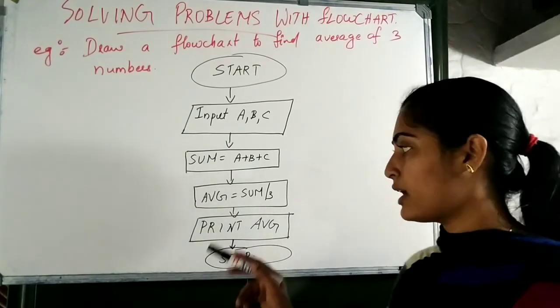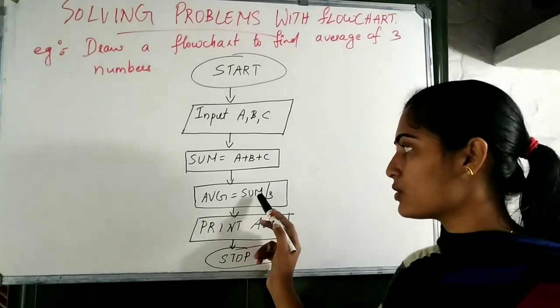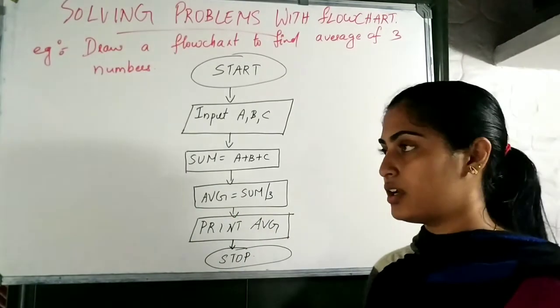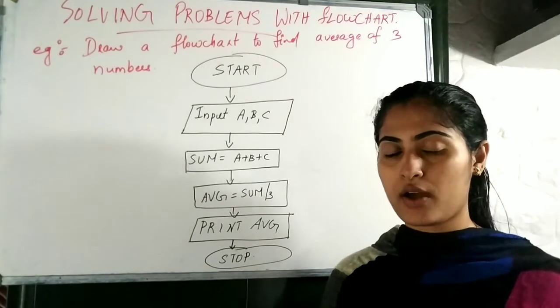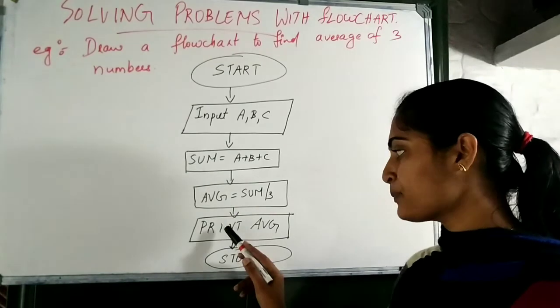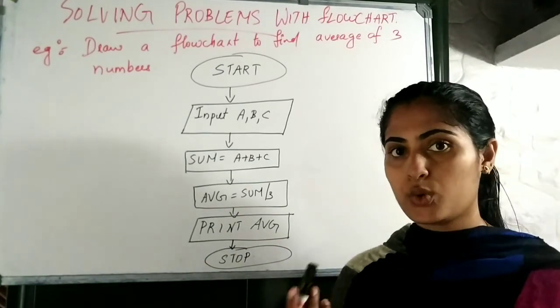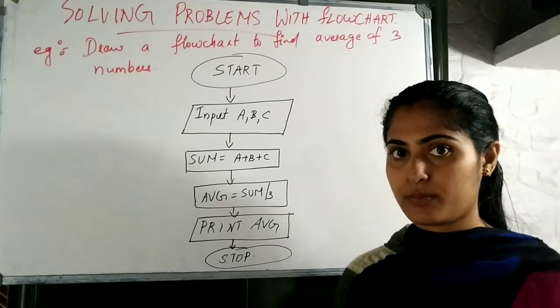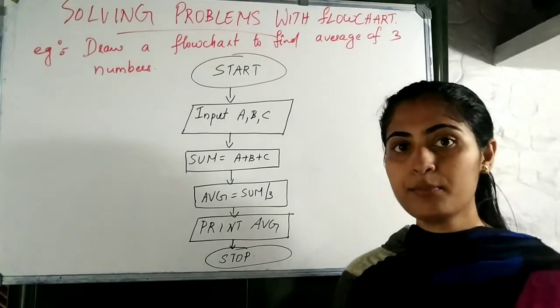So we are again drawing a rectangle and inside that we are writing average is equal to sum divided by 3. And the next step is you want to see the output. You want to print the output. So I am writing print average inside a parallelogram. For outputting also we use a parallelogram. So I am drawing a parallelogram and inside that I am writing print average.